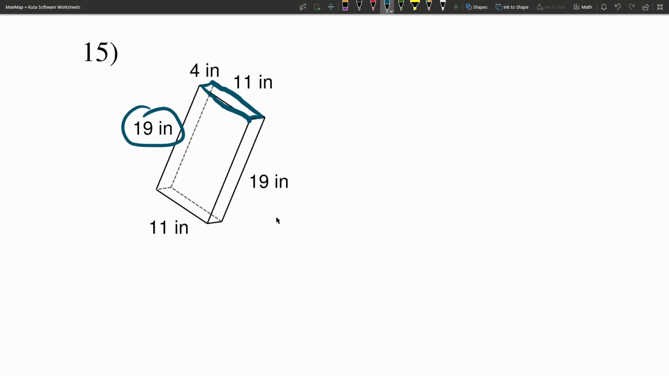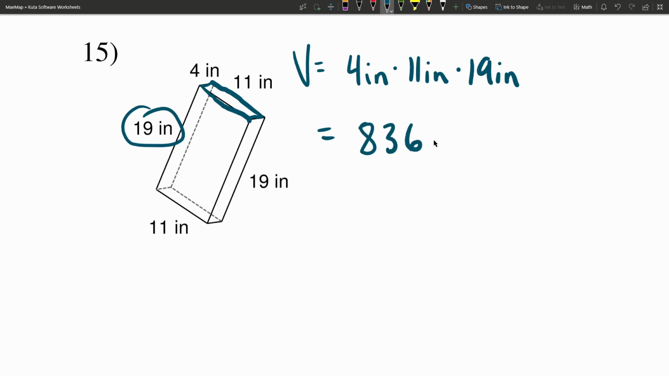So the volume for a rectangular prism, area of a base times the height, that's going to be 4 inches, the length, times the width, 11 inches, times the height of 19 inches. That is going to give me my volume V. So 4 times 11 is 44. Multiplying that by 19 is 836. So this is 836 inches cubed for our volume in number 15.